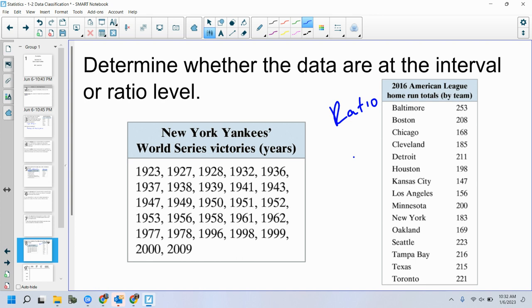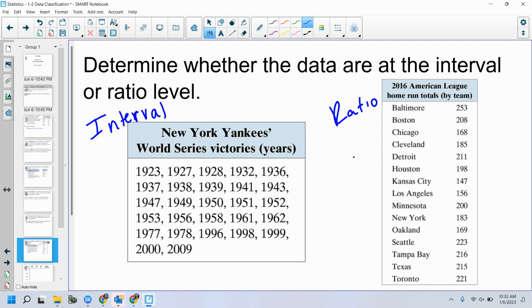I have half as many or 2/3 as many, and that makes sense, and that means something in this case, right? So that means this must be interval. And remember, the only difference is that interval does not really have an inherent 0. Think about time. Think about time.